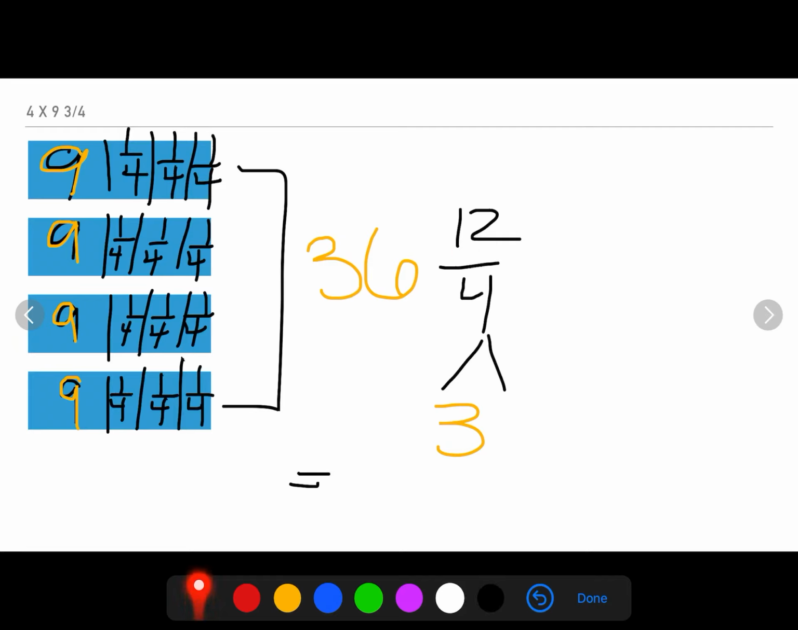So that means 36 12/4 is the same thing as saying 36 plus 3. So what's my product? Awesome, guys, 39. So our product of 4 times 9 3/4 is 39. Don't forget that. Our product is 39.